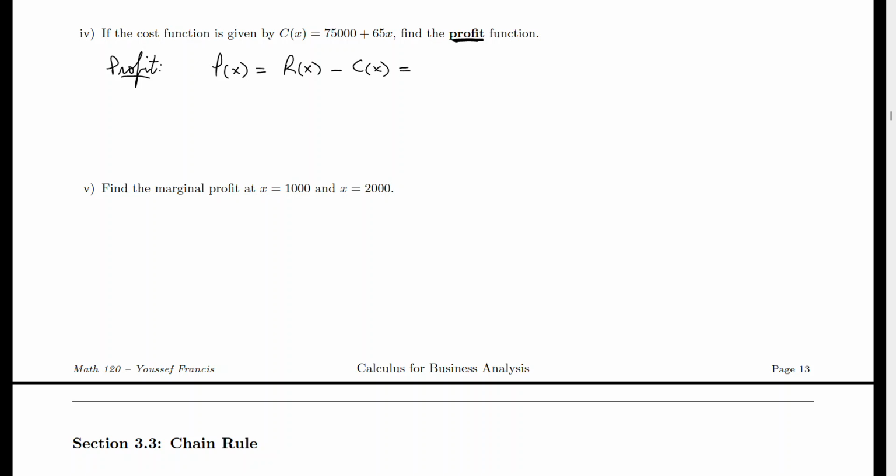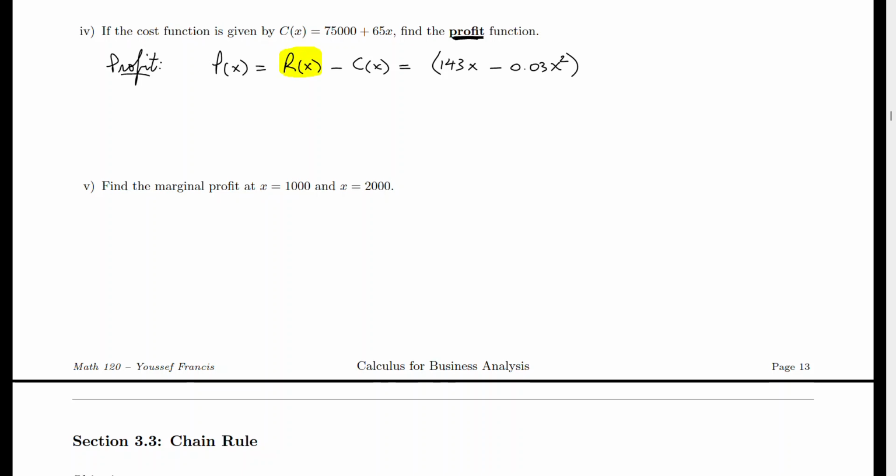And in this problem, revenue, we determined that it was 143x minus 0.03x squared. That was the revenue, so I'll highlight it in yellow so you can trace it. The formula tells me to put a minus next, so I'm going to put a minus in the middle. And then I'm supposed to subtract the cost equation. So the cost, we're told, is 75,000 plus 65x. In this problem, cost is given to us up above.